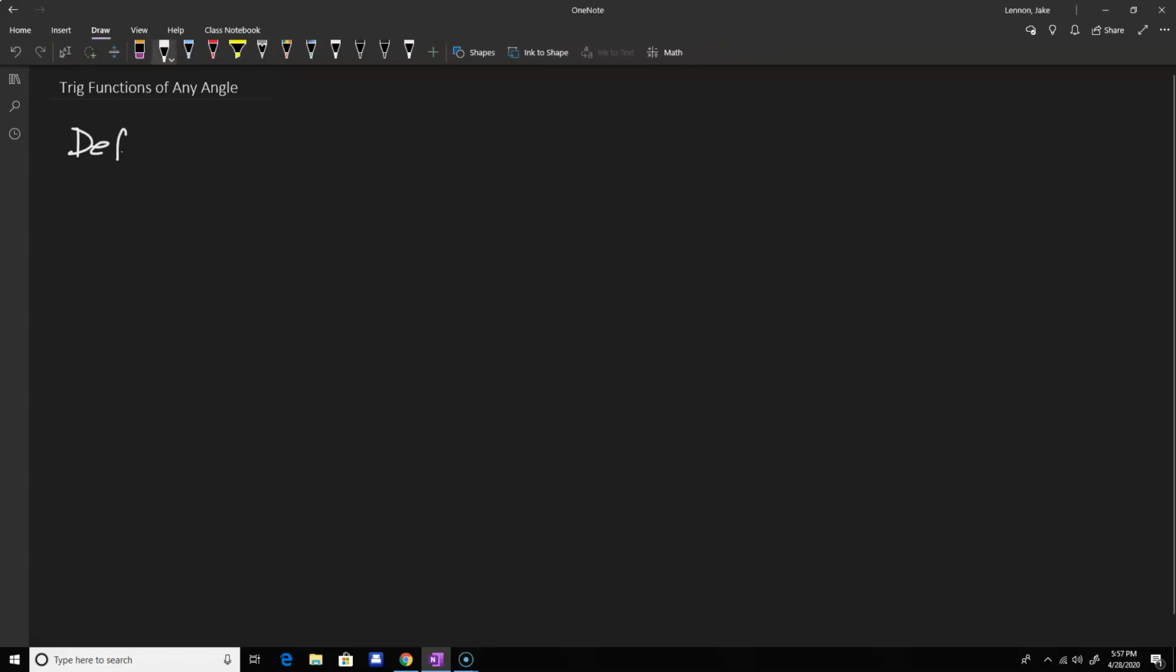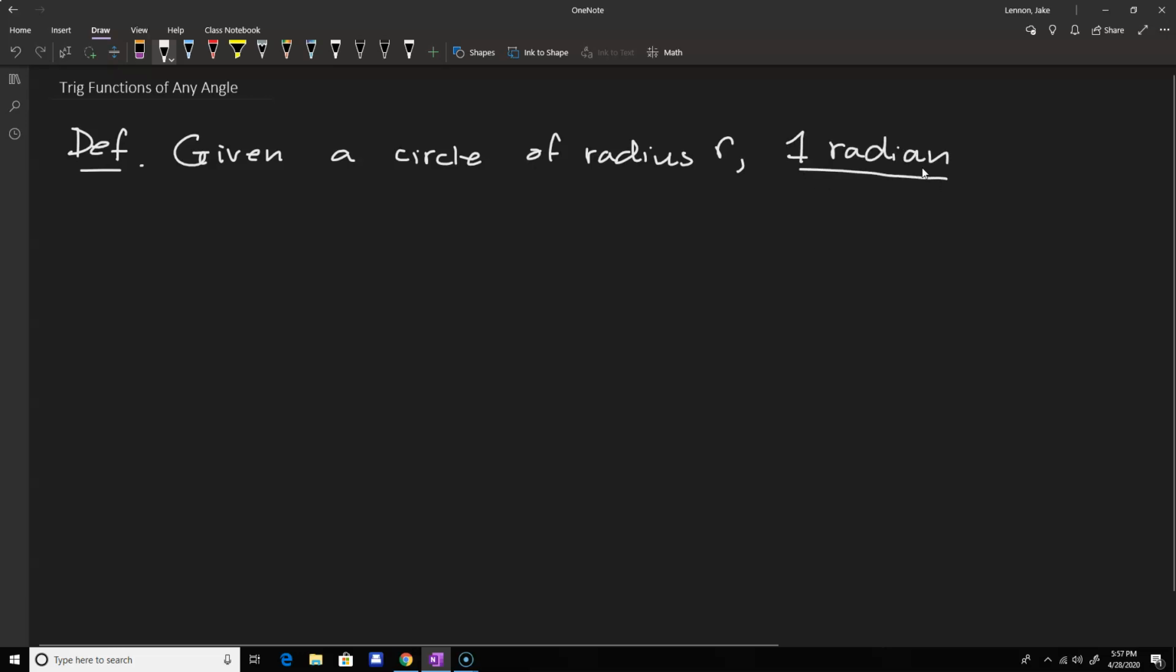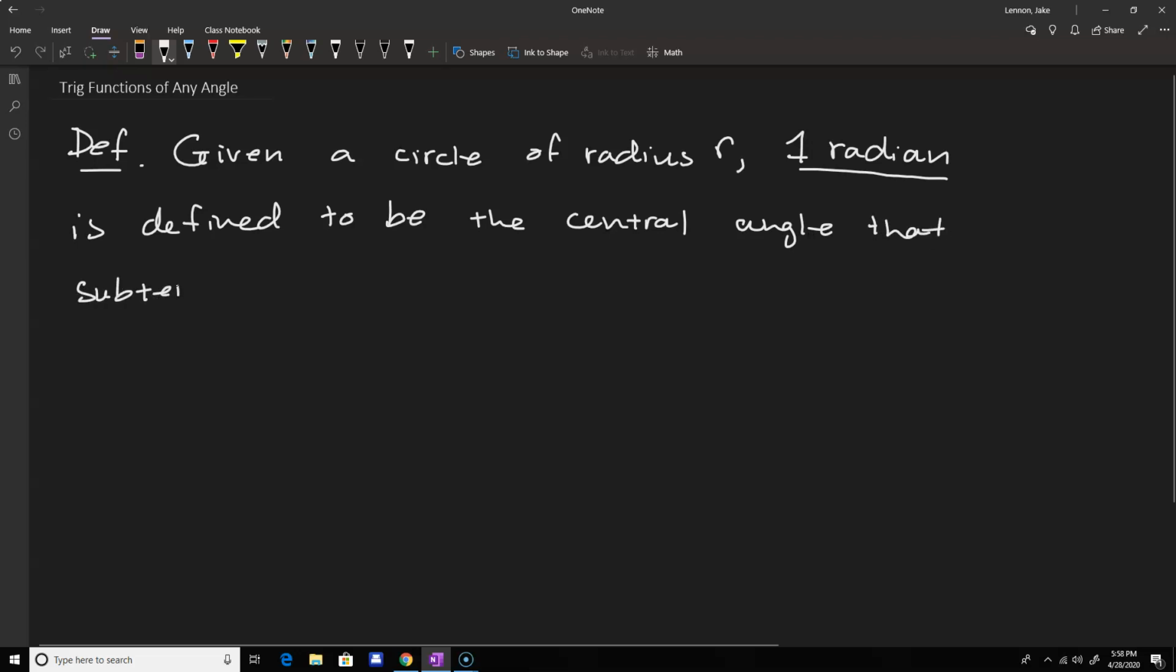So the definition here, let's say, given a circle of radius r, one radian is defined to be the angle, or the central angle, that subtends an arc on the circle of length 1 radius.